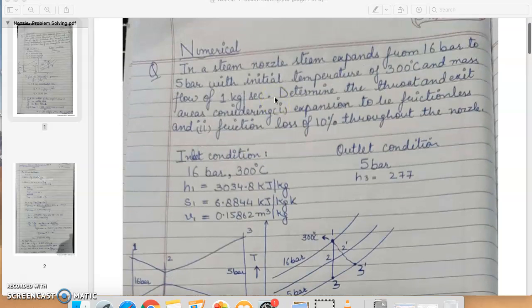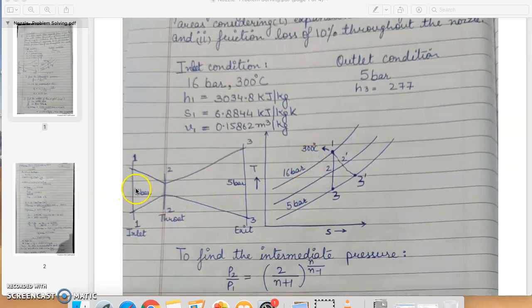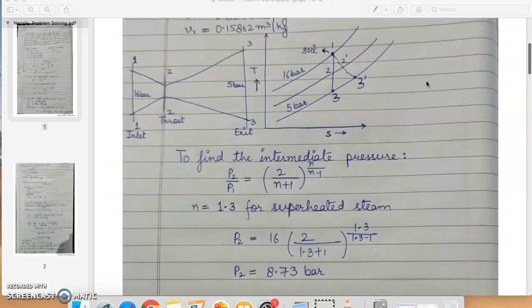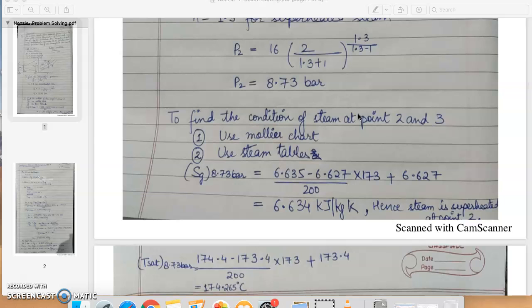Now as given in the question, the friction loss is taking place throughout the nozzle. As we have seen in the nozzle friction, in the convergent divergent nozzle the friction is negligible in the convergent portion, but here the friction is given to act in the whole area or whole flow of the nozzle. So this will also be considered, and hence this 1 to 2 dash is the deviation of the process in the convergent portion, and this 2 dash to 3 dash is the deviation in the divergent portion.